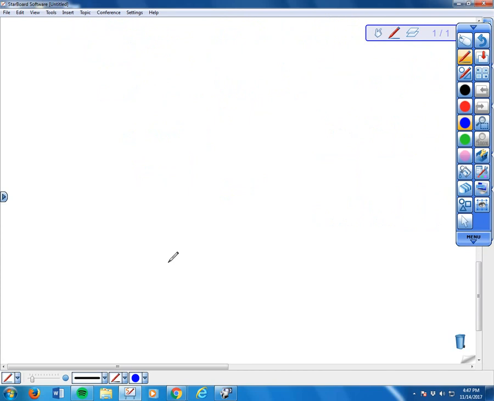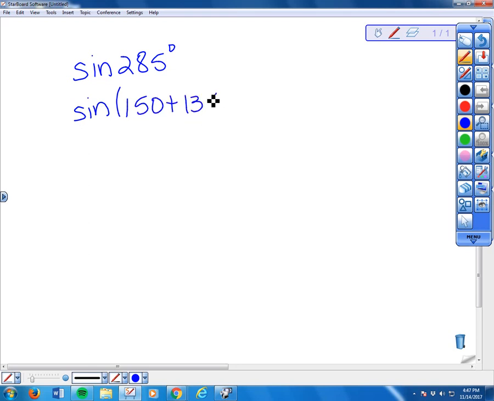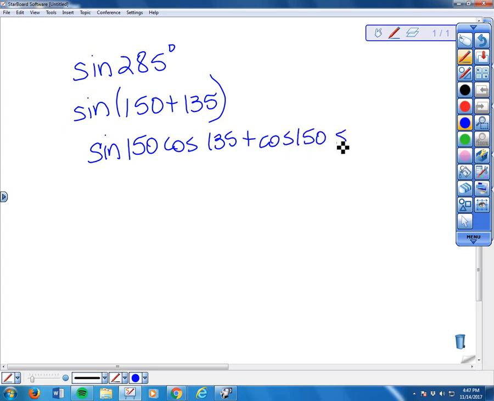Number 6, the exact value of sine 285. There's lots of different angles we could split this up into. I used 150 and 135. And I used a sum formula. And that formula then, if I just use the sheet, is sine 150 cosine 135 plus cosine 150 sine 135.